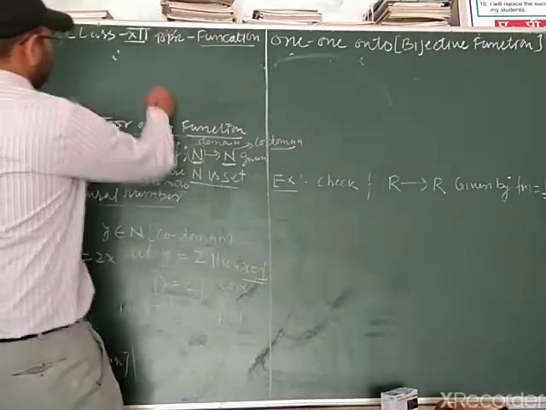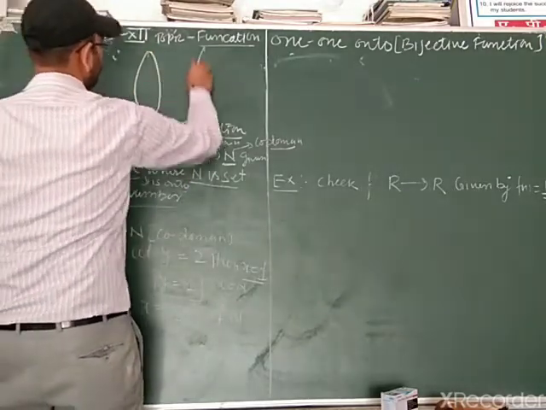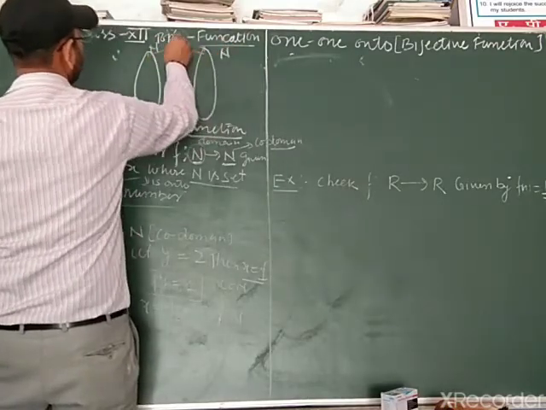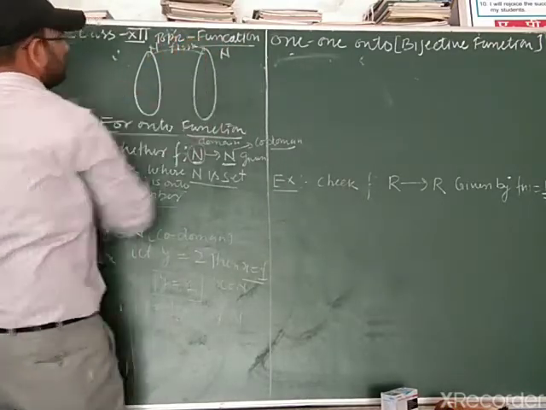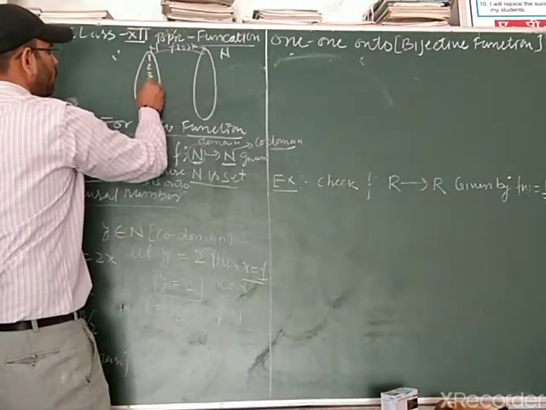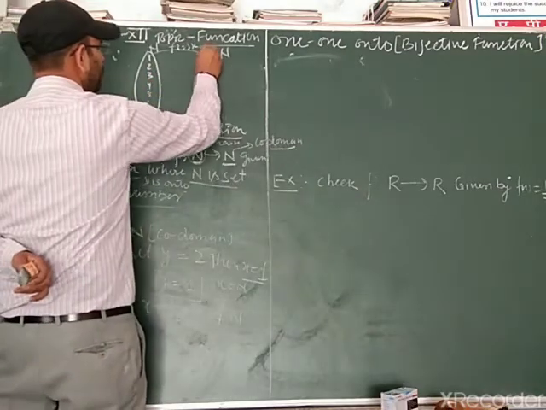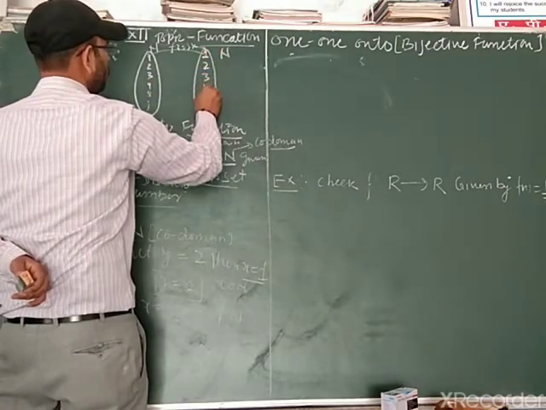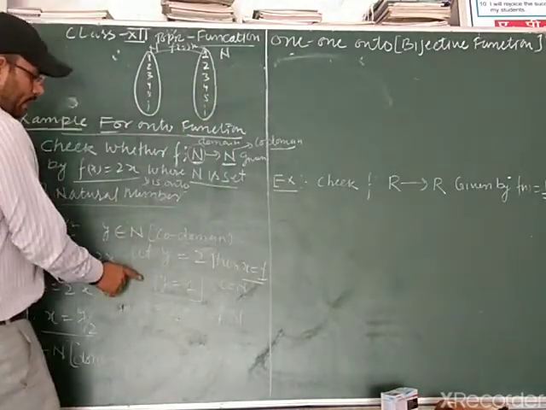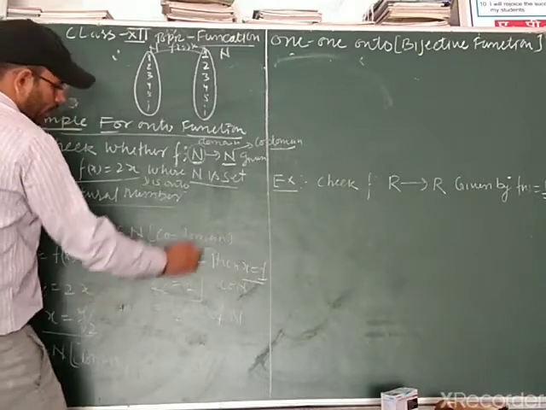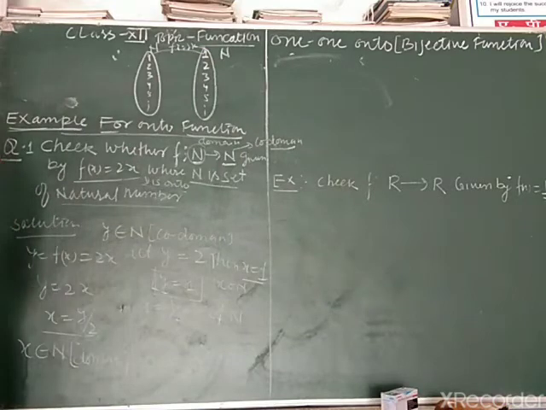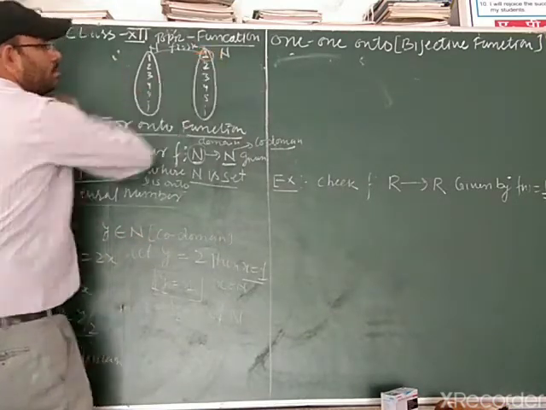So let me clear your concept by taking these two sets. It is a set of natural numbers, and this is also a set of natural numbers. Here f(x) = 2x. Clear? So what do we get? 1, 2, 3, 4, 5 and so on, and similarly 1, 2, 3, 4, 5 and so on. We are taking y = 1. So y is an element of this set, and for 1 there is no pre-image. So 1 is left there.